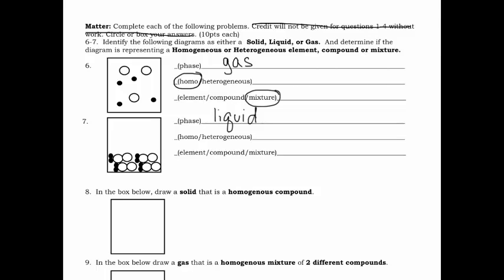And what I'm seeing here is that there are two large open atoms associated with each of the dark ones. So I'm going to guess this is some molecule or compound where you have two of one element and two of the other. So I'm going to go ahead and say this is a compound, or if you want, you could circle that here. And compounds are always homogeneous.